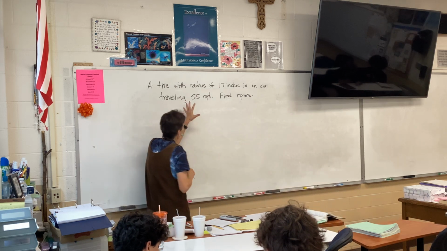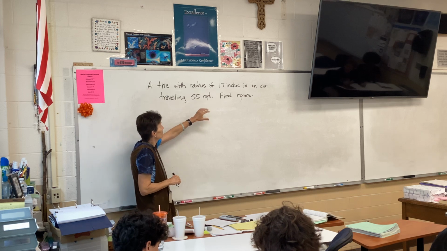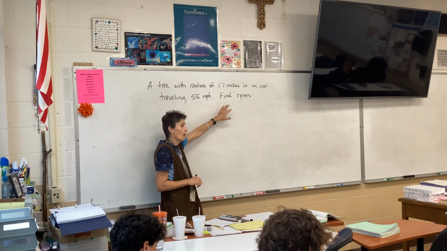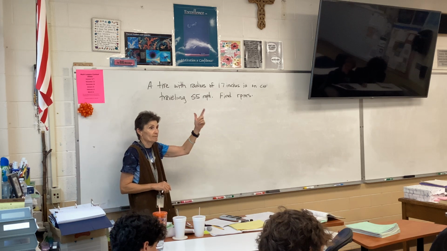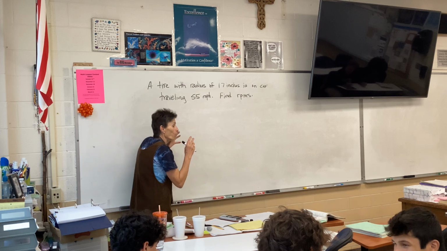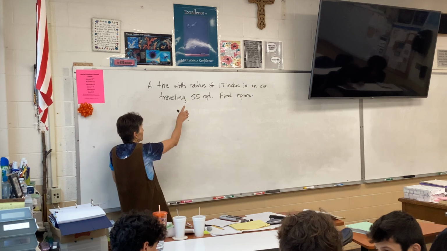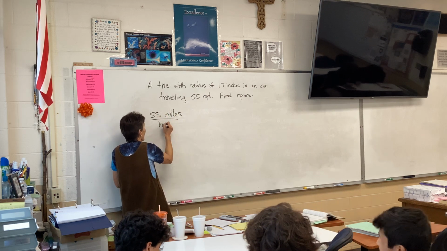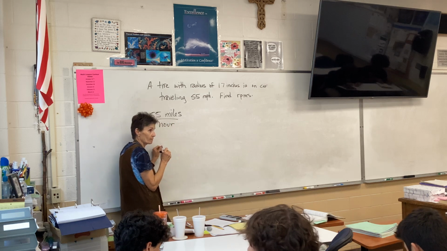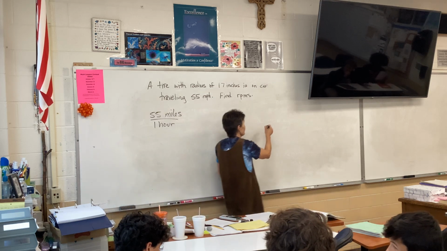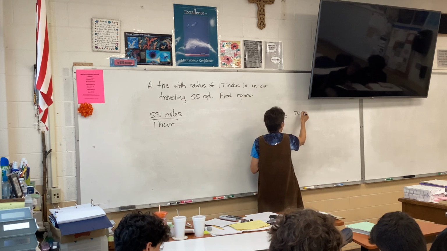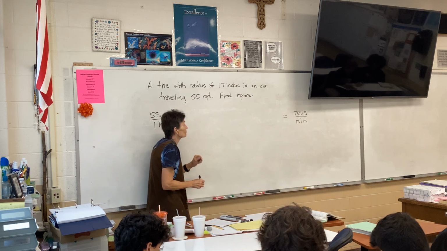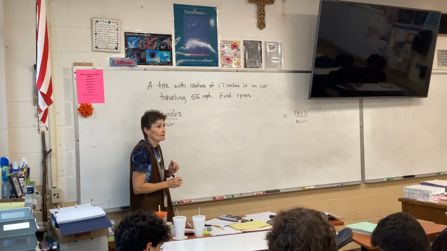So now we have a tire with a radius of 17 inches on a car traveling 55 miles an hour, and we want to know how many revolutions per minute it is spinning. Okay? So, what is the unit that we have to start? Miles per hour. We have 55 miles per hour, right? That's what we're starting with. And we are going to convert that into revolutions per minute. Right, that's the question?